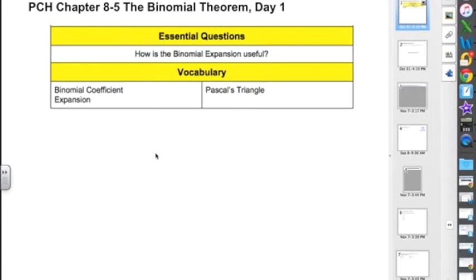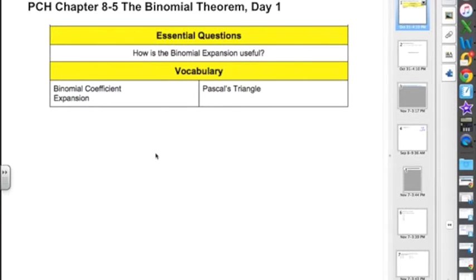So we're looking at the binomial theorem, and how many of you have actually worked with the binomial theorem at all before? Okay, a little bit, all right. How many of you have heard of Pascal's triangle? Okay, that's kind of a more common thing you might have heard, and if you did it a little bit, you probably remember that. The question we're really trying to answer is, how is the binomial expansion useful?